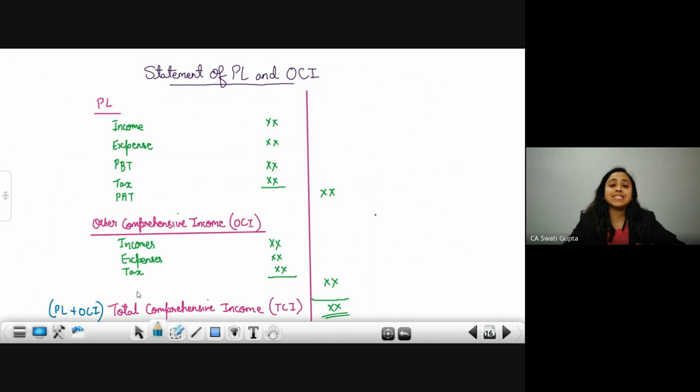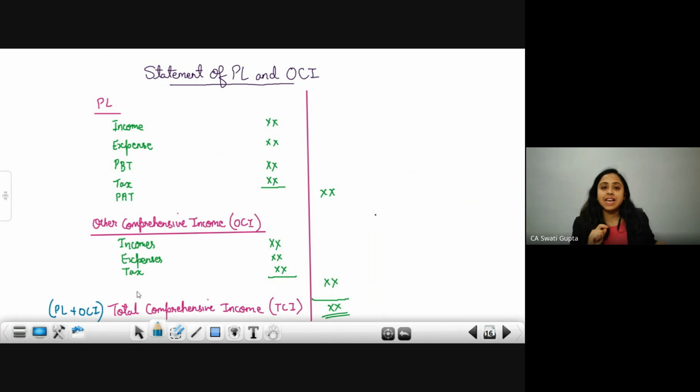Now the question arises, why OCI? We were very happy and comfortable with a simple statement known as PL. All the expenses and incomes and taxes were charged under PL. We were very happy and comfortable with the same simple accounting. Now, why has OCI been introduced? Why other comprehensive income?